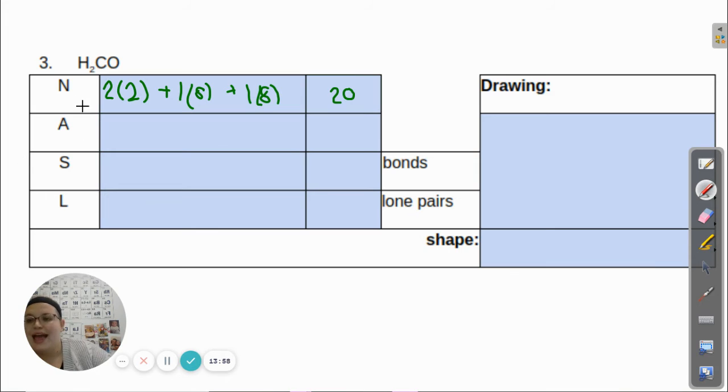Okay. A, available, is how many valence electrons do I have? We already have discussed that hydrogen, I have 2 hydrogens and they each have 1 valence electron. Carbon again has 4 valence electrons and I have 1 of those.